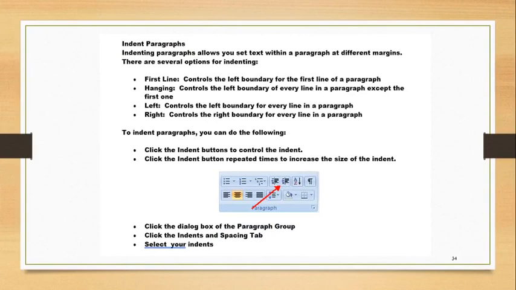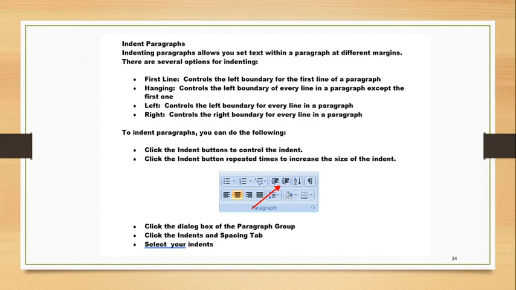Then we have indent. Indenting paragraphs allows you to set text within a paragraph at different margins. Rather, some people will tell you that indentation is pushing a paragraph a few millimeters from the margin. That one is layman's language and very correct. And therefore, we have the following types of indenting. We have first line indent, we have hanging line, we have left and right.